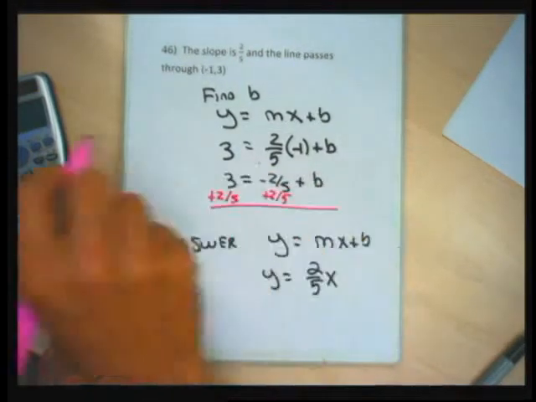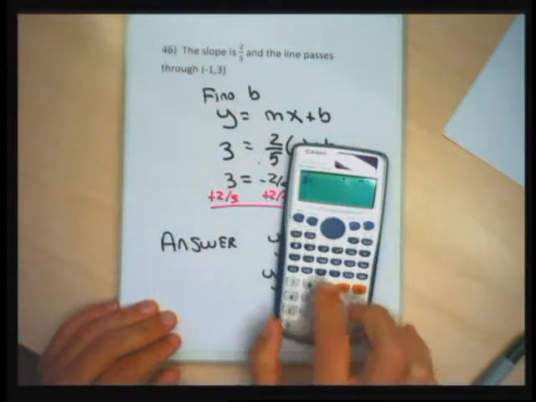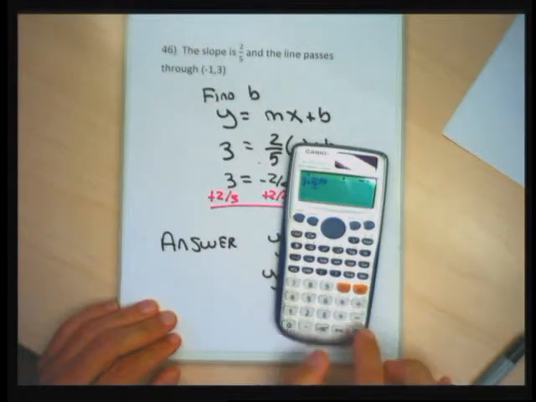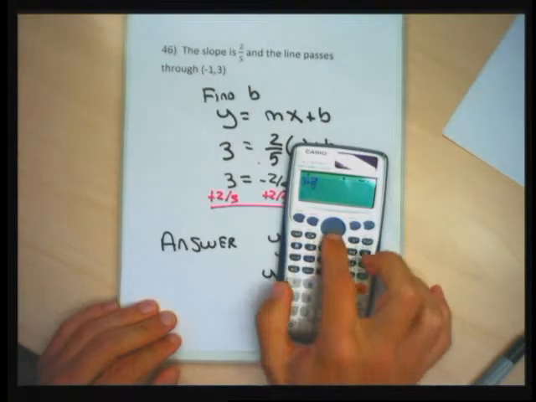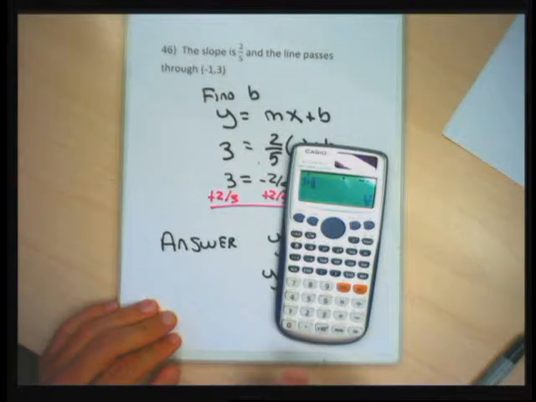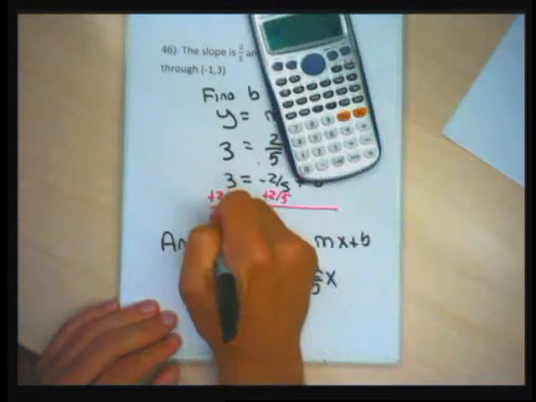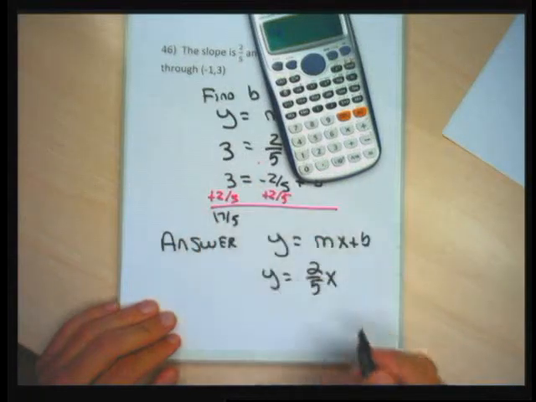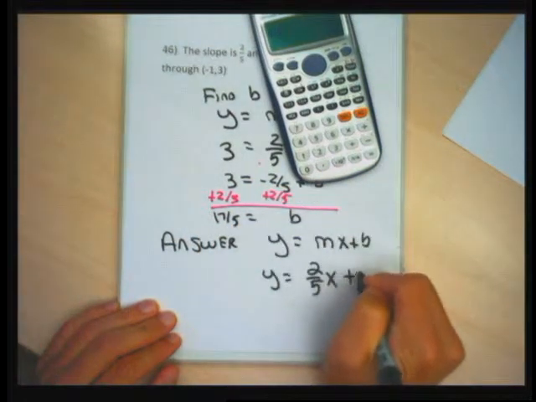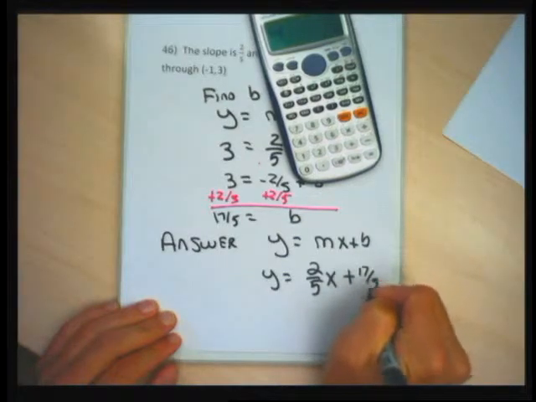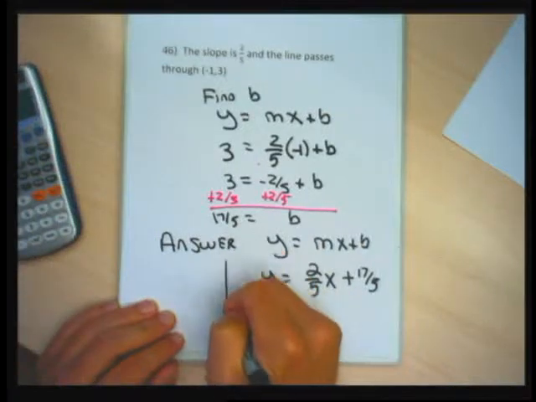I could do this without a calculator, but this calculator makes fractions so easy. So I'm going to go 3 plus fraction 2 over 5. My calculator gives me 17/5, which is completely fine for an answer. Not so fine for graphing. So in my answer, where the b in the formula goes, I need plus 17/5.